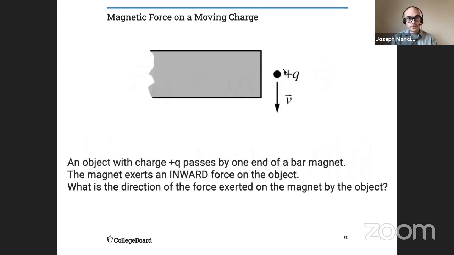Okay, here we go. Let's see if you learned something about the importance of the direction of the magnetic force and the velocity.